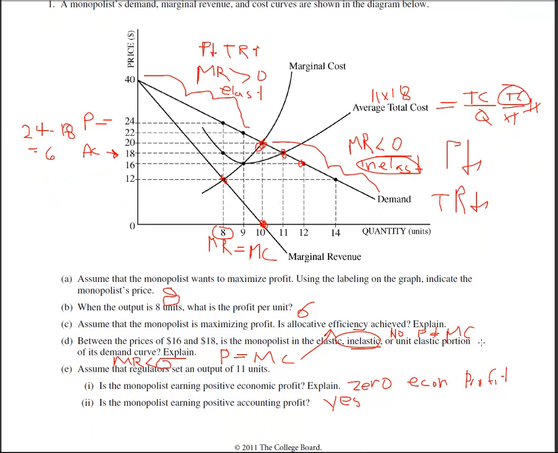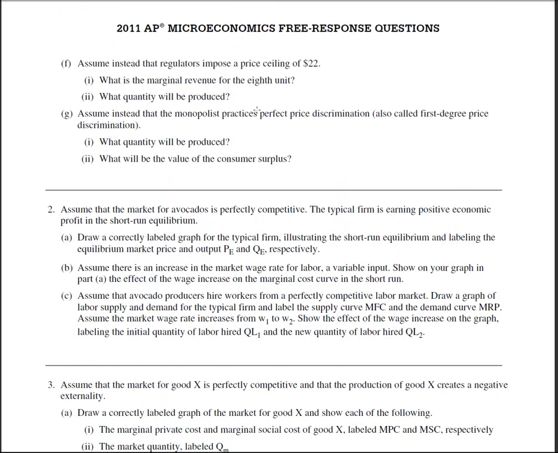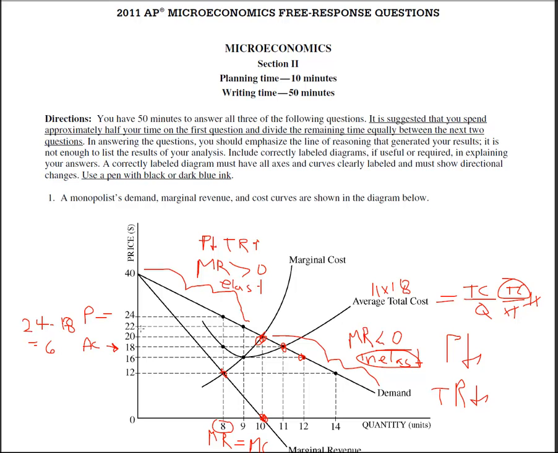Let's go down a little bit. Let's go to the next page. Assume instead that regulators impose a price ceiling of $22. Price ceiling, $22. What's the marginal revenue for the 8th unit? Let's go up to our diagram here. $22, price ceiling right here. So that's our ceiling right here.